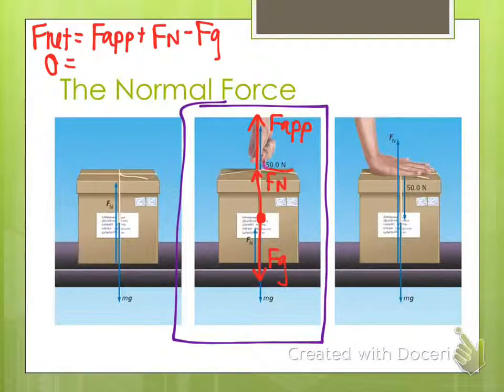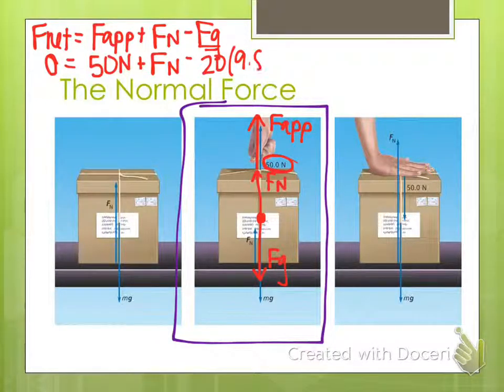Okay, in our diagram, it gives us the value of our applied force, and that's equal to 50 newtons. We're solving for our normal force. What do we know about F sub g? Mass times gravity. So for mass times gravity we'll take 20 kilograms times 9.8. So I'll move this over a little bit.